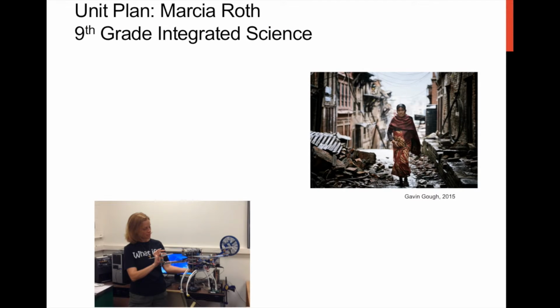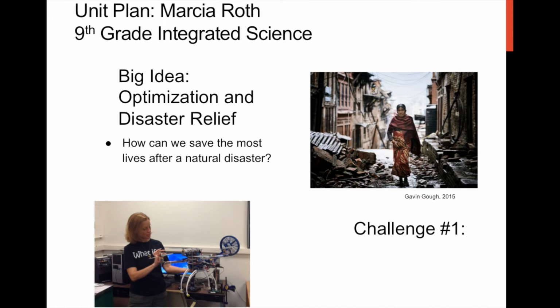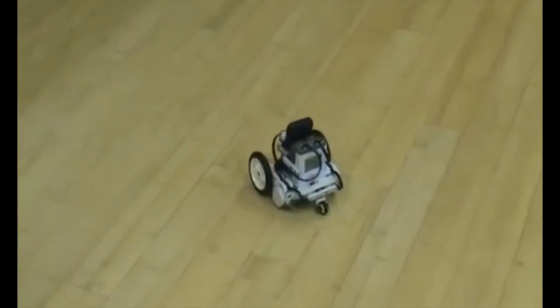For my 9th grade integrated science class, the big idea for our challenge will be optimization and disaster relief. Students will consider essential questions like, how can we save the most lives after a natural disaster? For the first challenge, students will be asked to design a disaster relief plan where unmanned aerial vehicles can deliver supplies. They'll share their plans with the class and make modifications. For the second part of the challenge, students will learn to program robots to simulate their disaster relief plan.